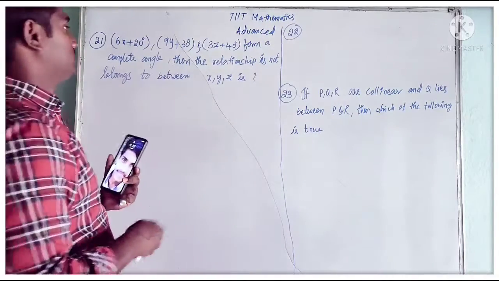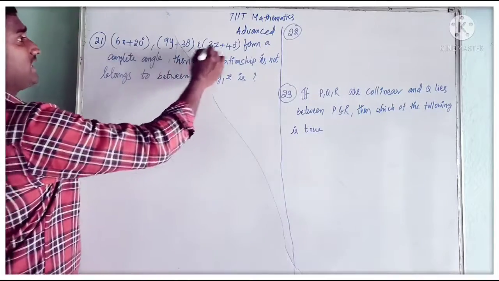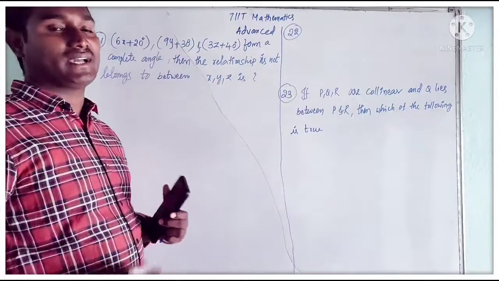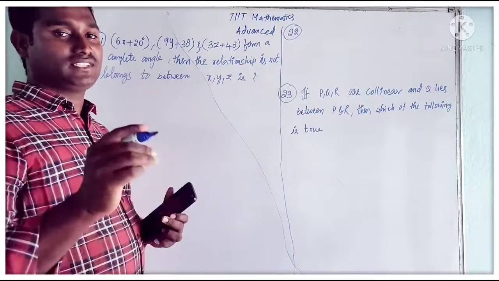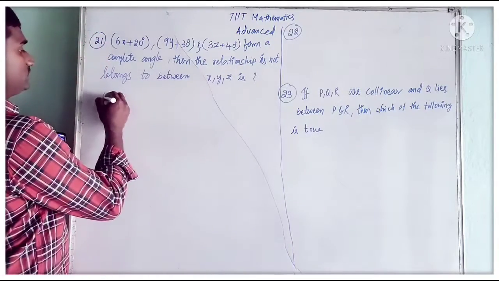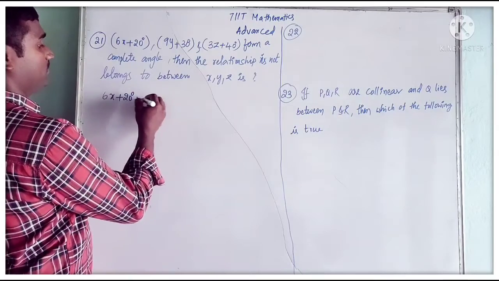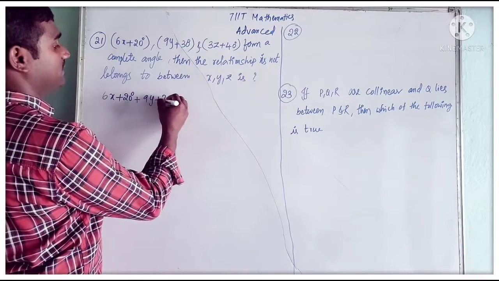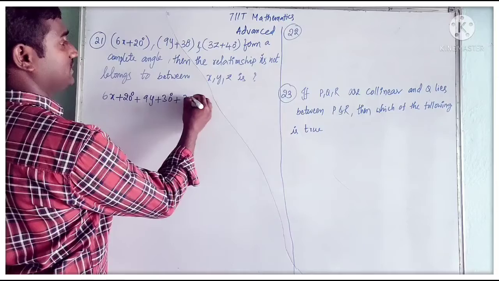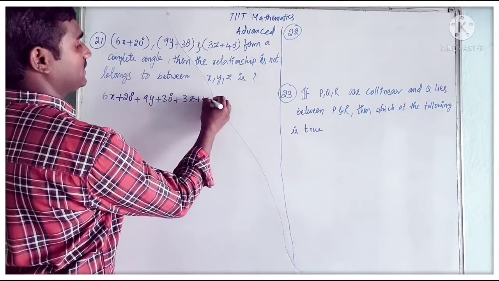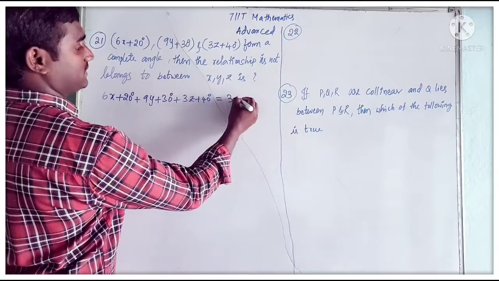See, first, these three angles can form a complete angle. A complete angle measures how many degrees? 360 degrees. So the sum of these three angles, 3x plus 20 degrees plus 9y plus 30 degrees plus 3z plus 40 degrees, equals 360 degrees.